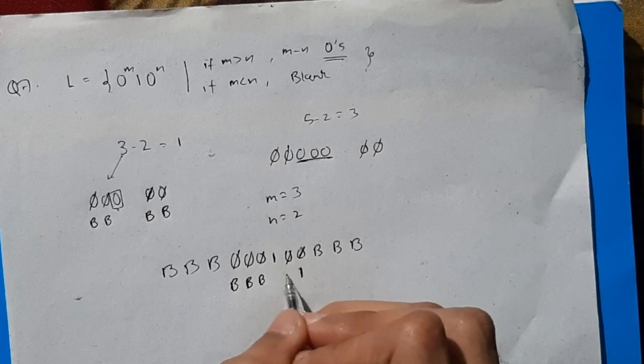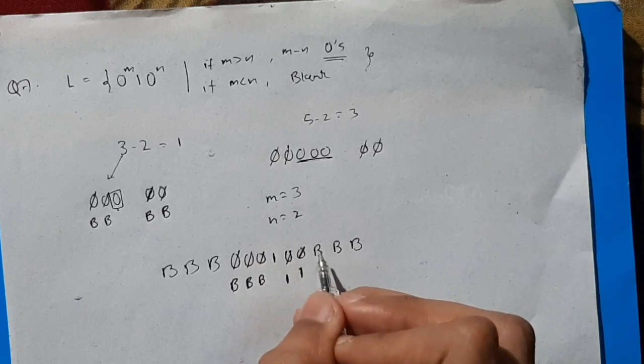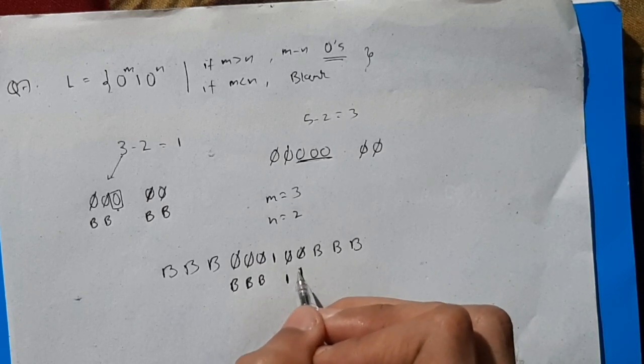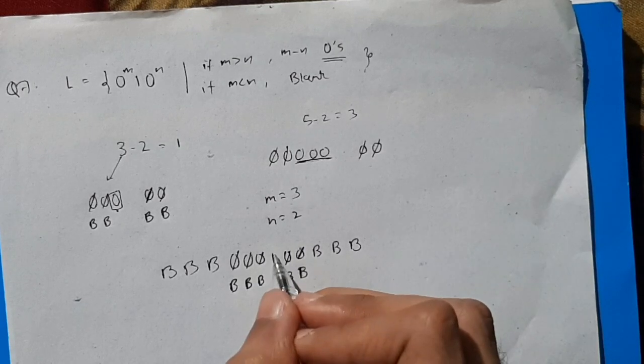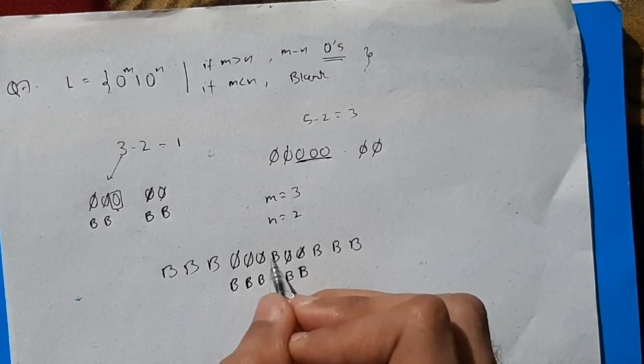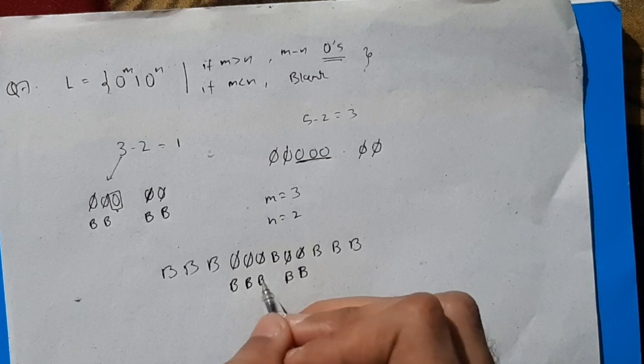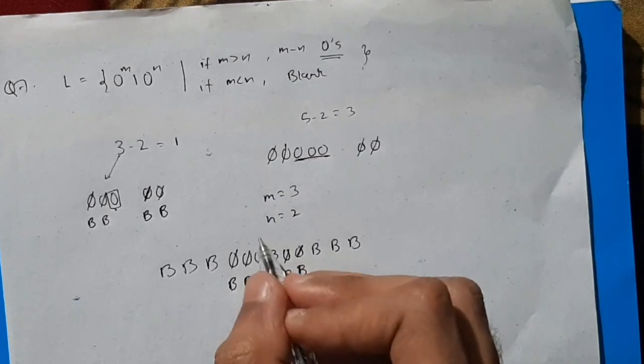Then again I will move. I don't find any more zeros. If I don't find any more zeros, what I have to do is come back here, convert this into blank space, convert this into blank space, convert this also into blank space, and at the last blank space that I encounter, at that time I have to convert this into 0.